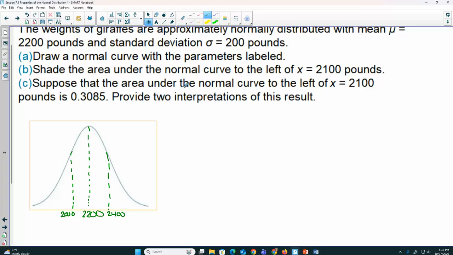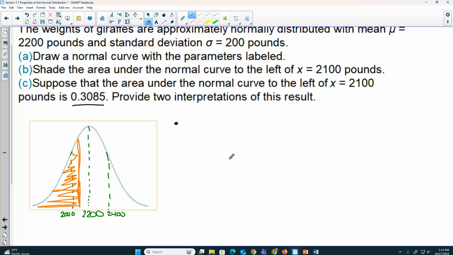Part B, shade the area under the normal curve to the left of 2,100. So 2,100 would be here, area to the left. Part C. Suppose that the area under the normal curve to the left of 2,100 pounds is 0.3085. Provide 2 interpretations of the result.